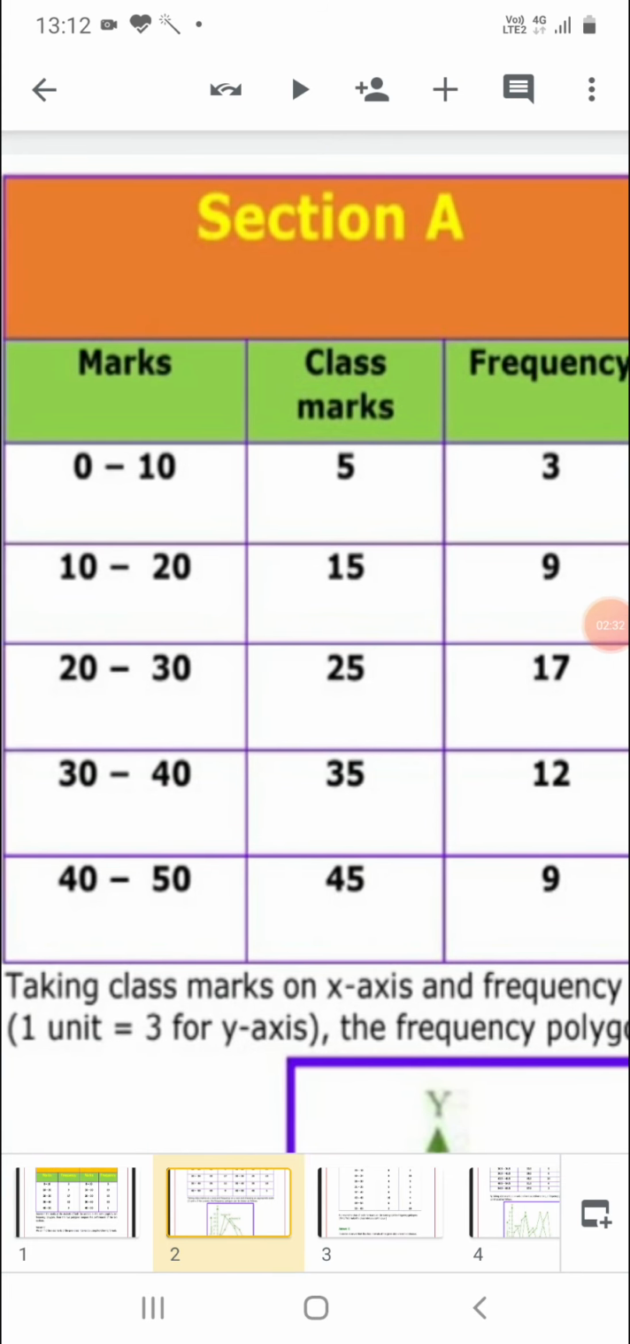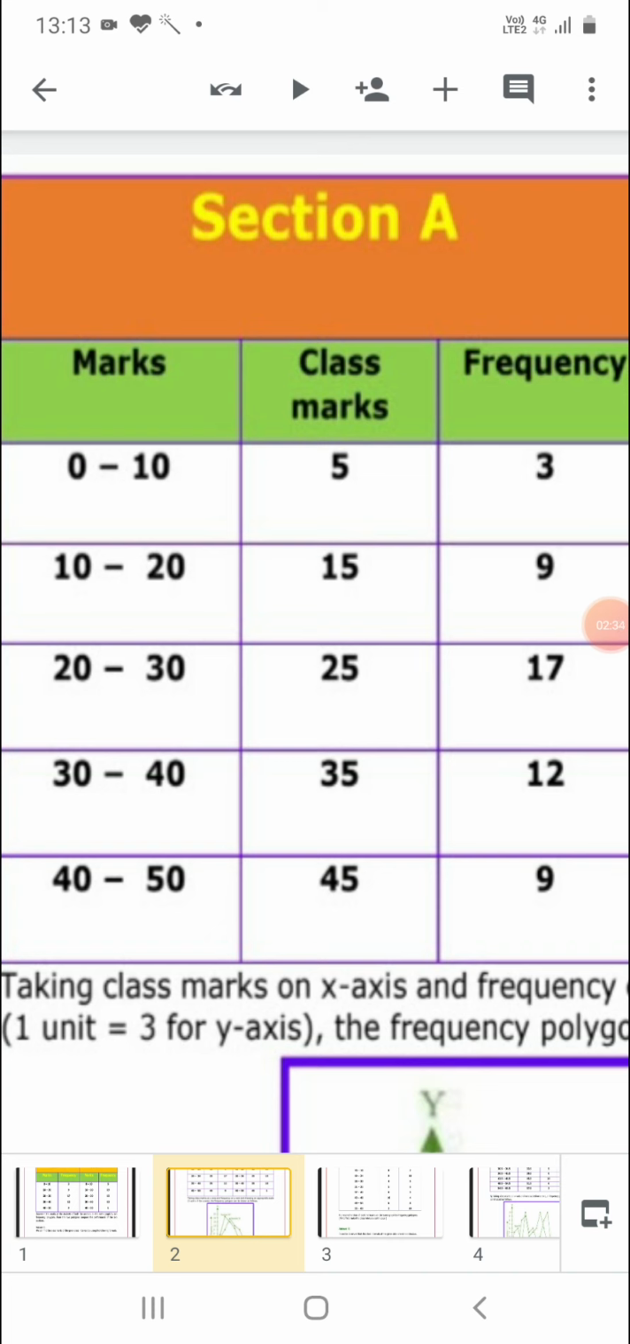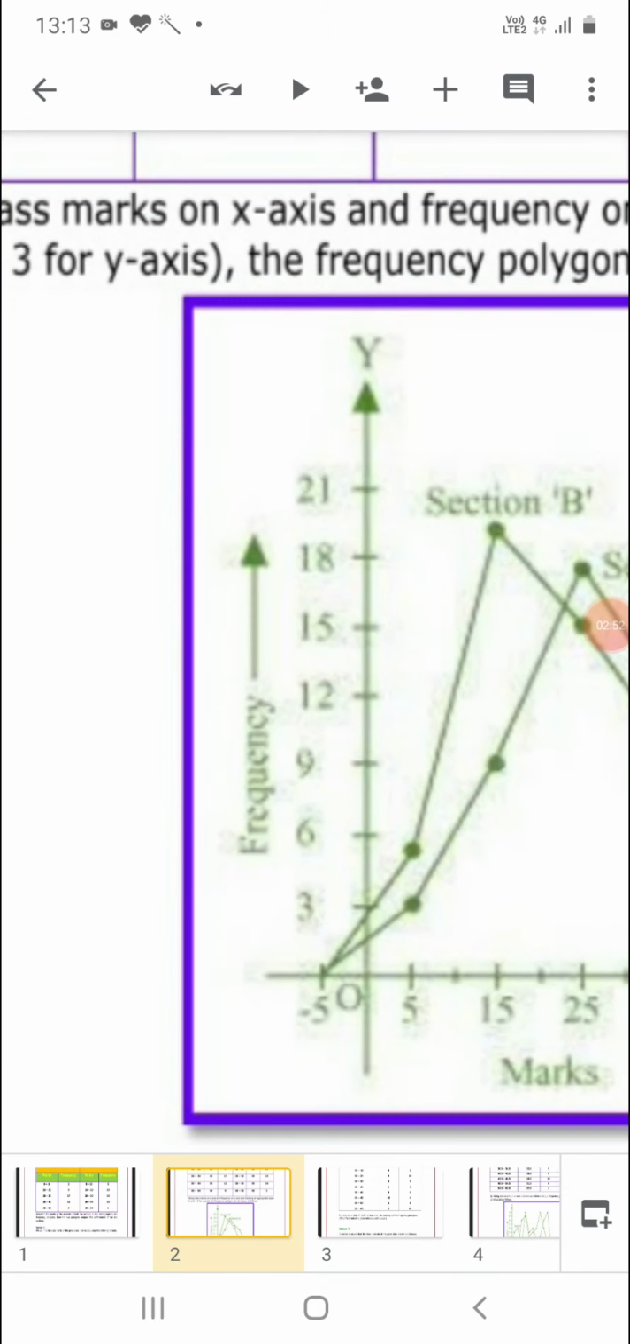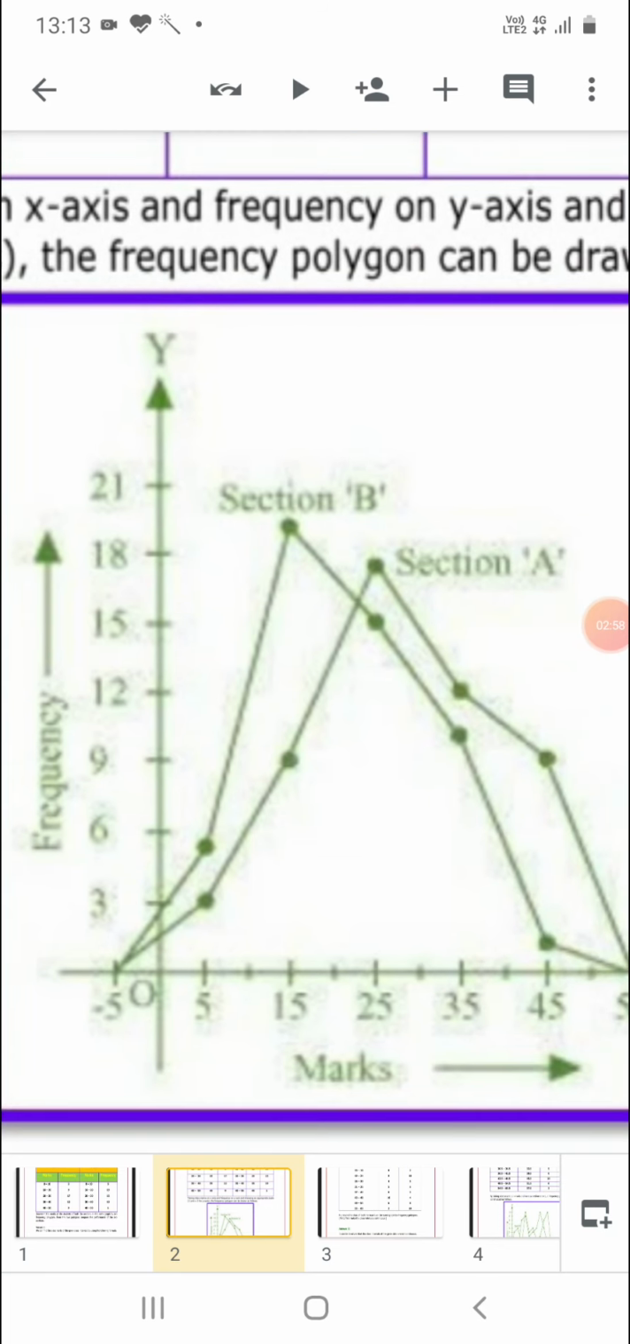Just mark the values, and the frequency against them is given to you. When the class mark is 5, the frequency is 3. Because the gap between class marks is the same, 5, 15, 25, 35, a gap of 10, we'll take the same numbers. But in the case of frequency, the gap is different, so we will mark them accordingly with the same gap. We have taken the multiples of 3: 3, 6, 9, 12, 15, 18, 19. In this way you will mark the points, and as it is a polygon, it must be closed.